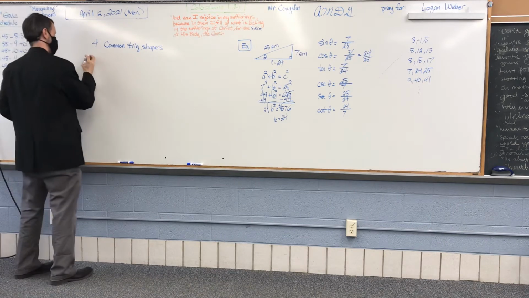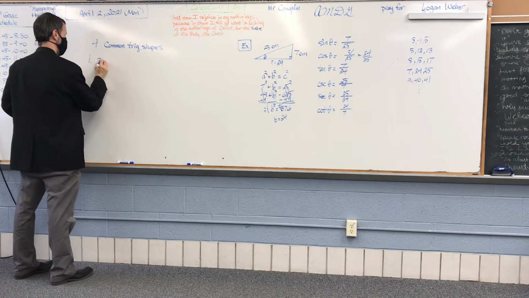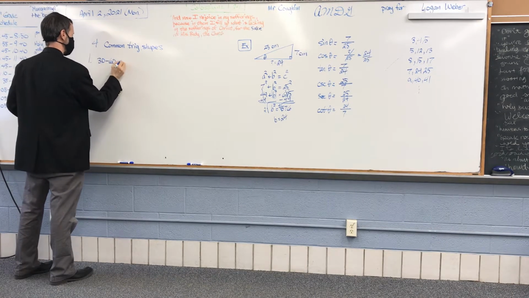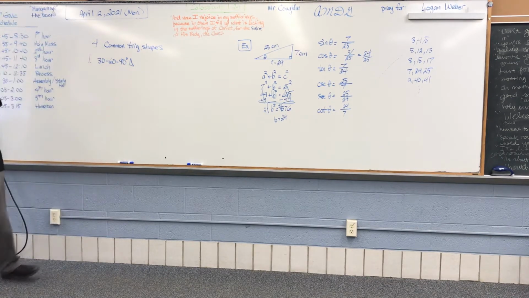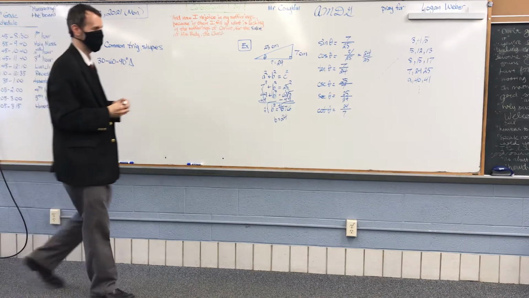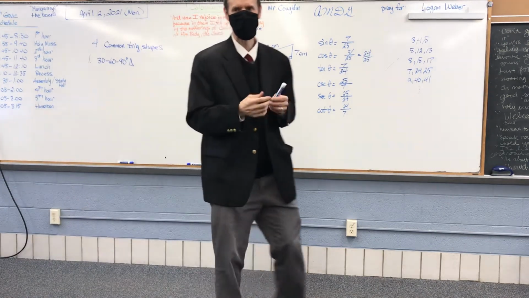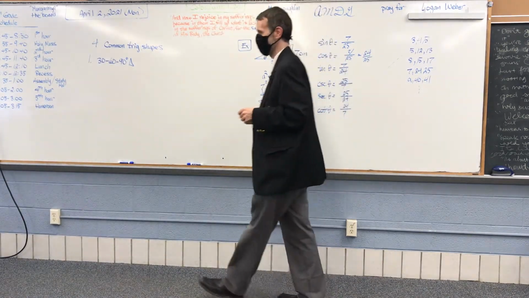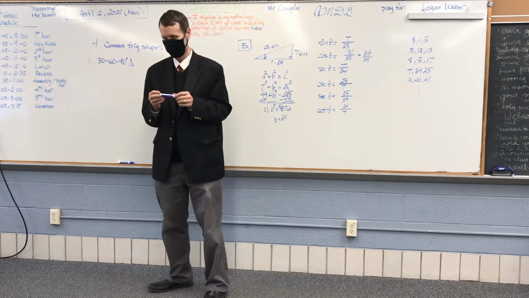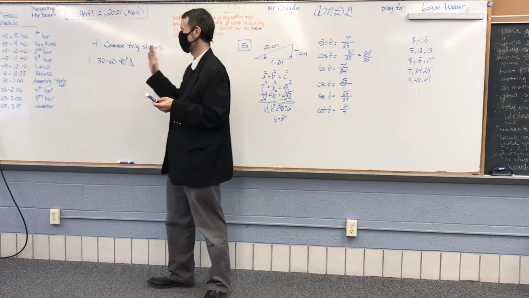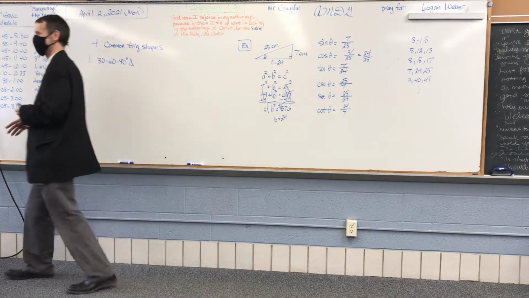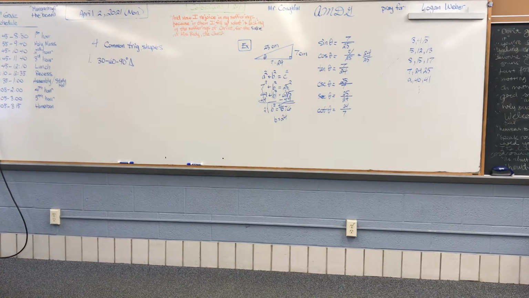Shape number 1, please write this down. The 30, 60, 90 degree triangle. I'm specifically going to say 30, 60, 90 degree triangle, because what else can you measure angles in? Radians. I do not want a 30, 60, 90 radian triangle. It would be way too big, it'd explode.